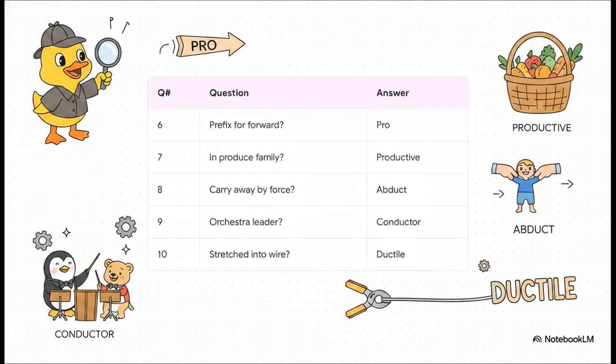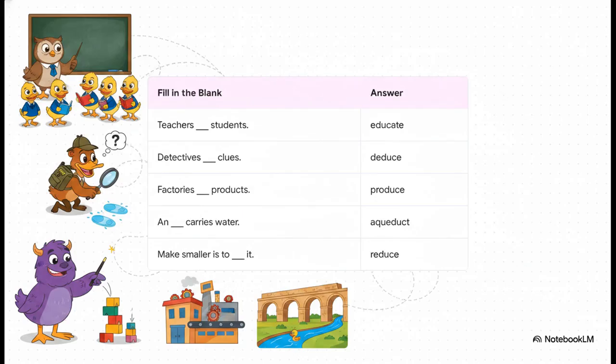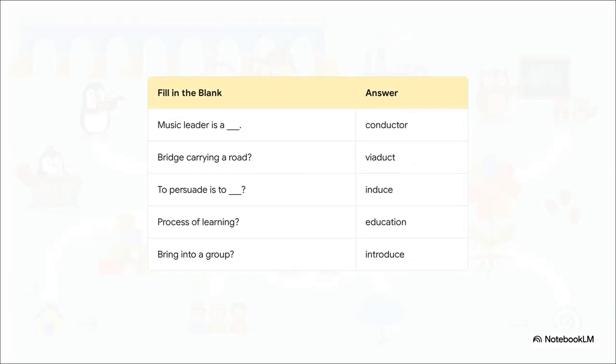You're crushing it. Now we're going to transition seamlessly into the fill-in-the-blank round. Ready? Teachers educate students. Detectives deduce answers from clues. Factories produce products. An aqueduct carries water. And finally, to make something smaller is to reduce it. Let's keep going. A music leader is a conductor. A bridge carrying a road is a viaduct. To persuade someone is to induce them. The process of learning is education. And bringing someone into a group is to introduce them.